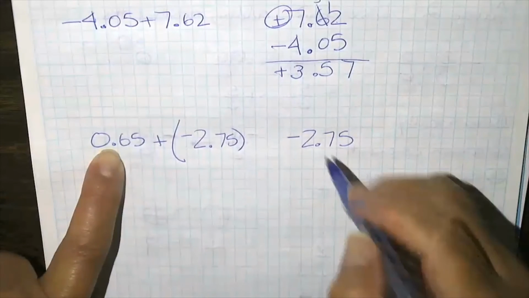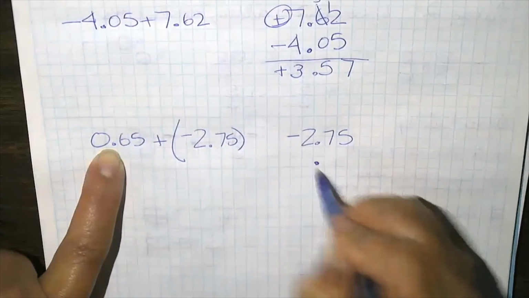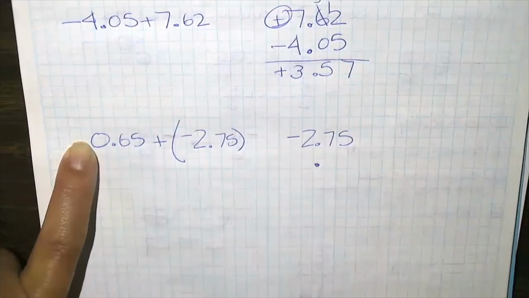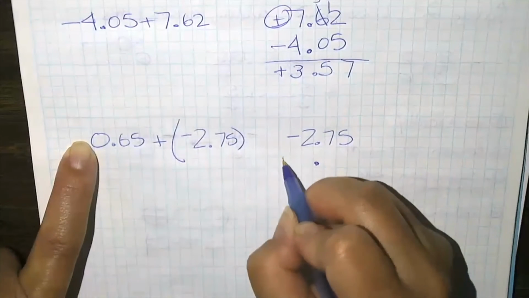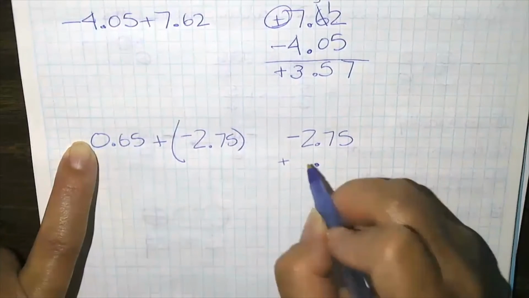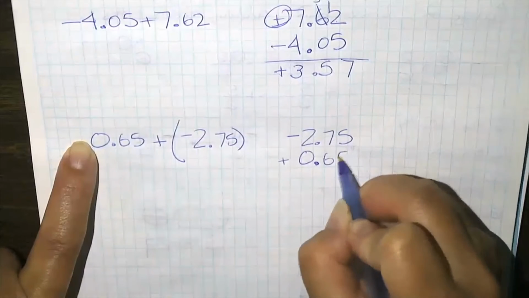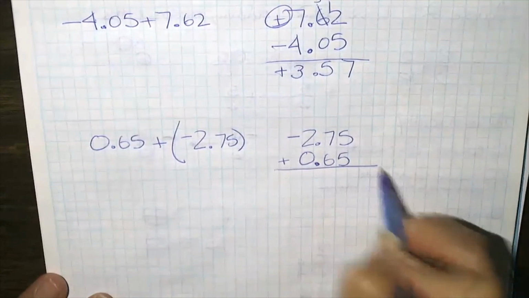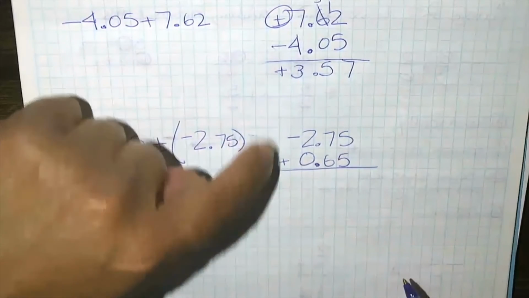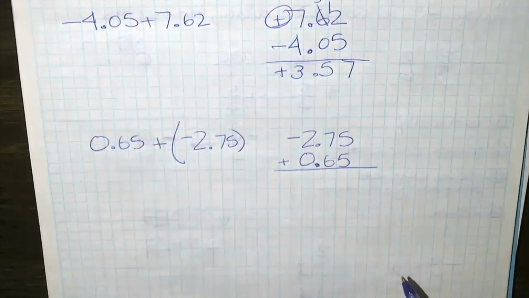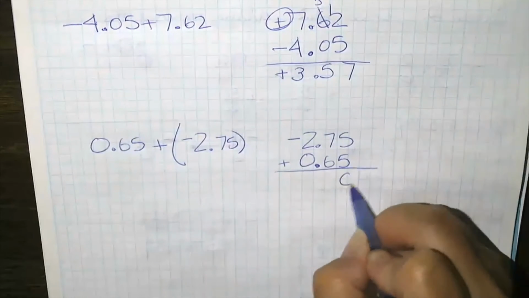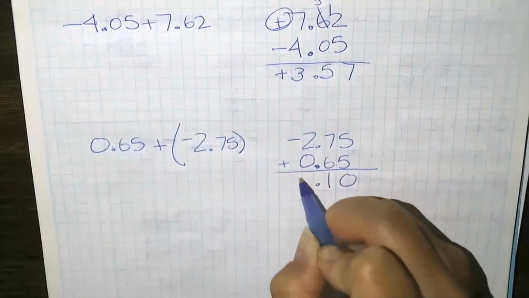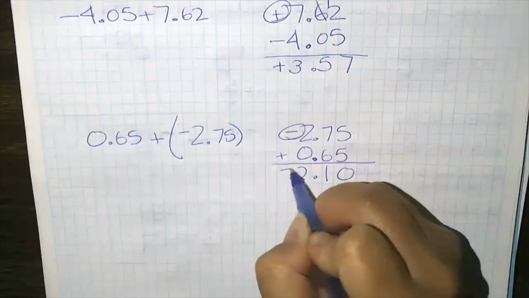Then I'm going to line up my decimal points. And since this doesn't have a sign in front of it, it is an implied positive. Line up my place values. Now my signs are different. So I'm going to subtract. The signs are different. Keep the sign of the largest number.